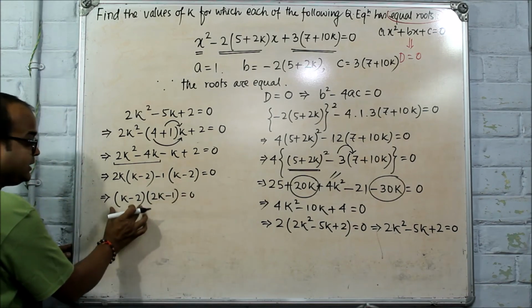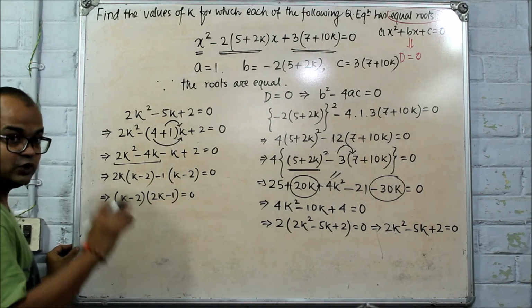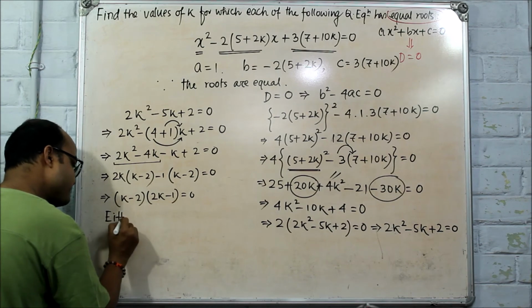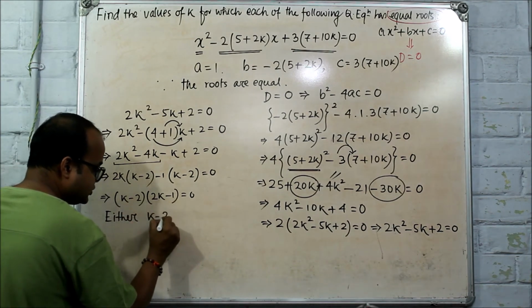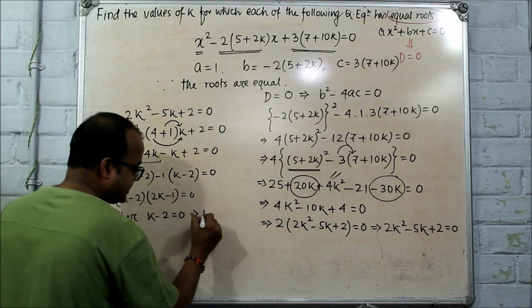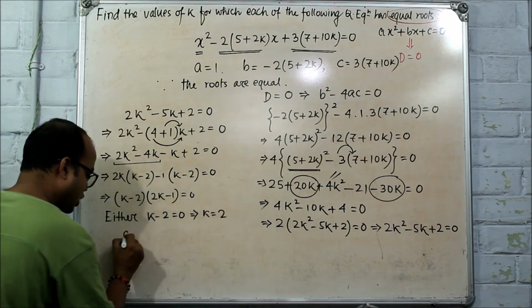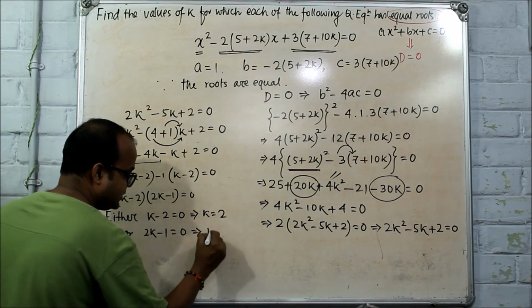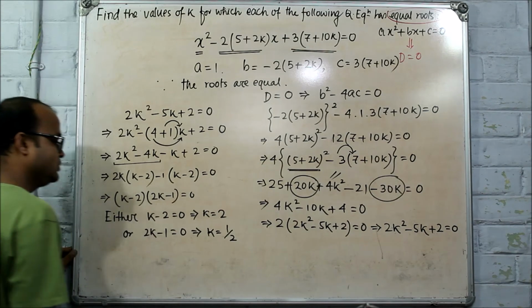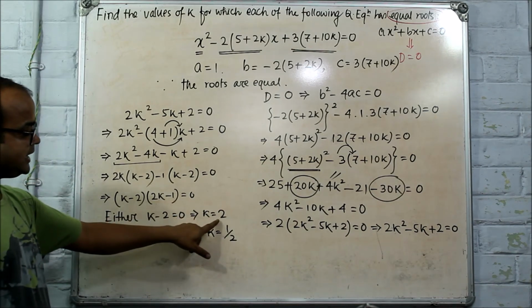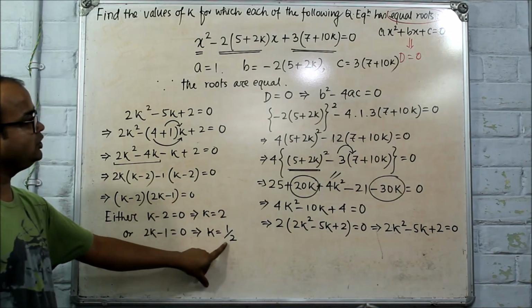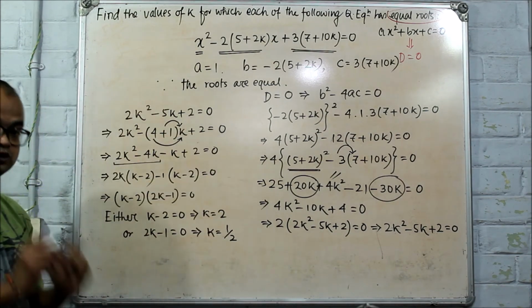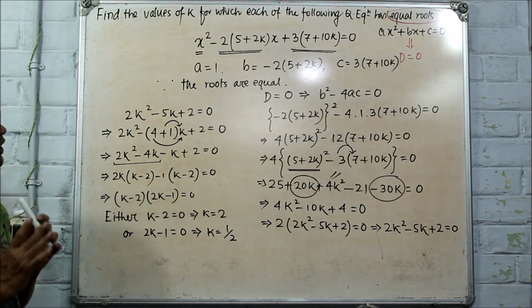So we can conclude that the product of 2 terms is equal to 0, so either of them must be equal to 0. So we say either k minus 2 is equal to 0, which implies k is equal to 2, or 2k minus 1 is equal to 0, which implies k is equal to 1 by 2. So for k is equal to 2 or k is equal to 1 by 2, if you substitute in the given equation, you will get real equal roots.